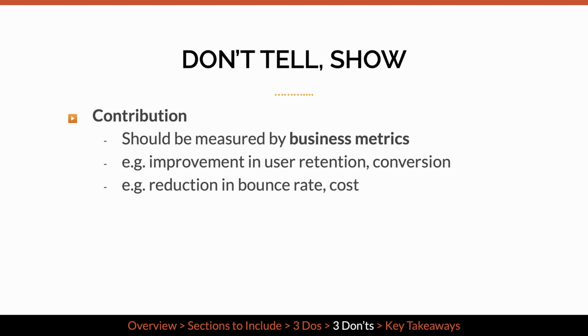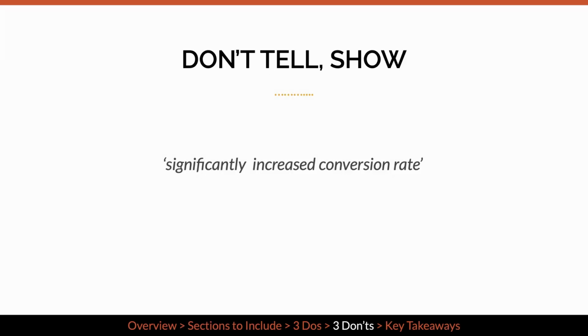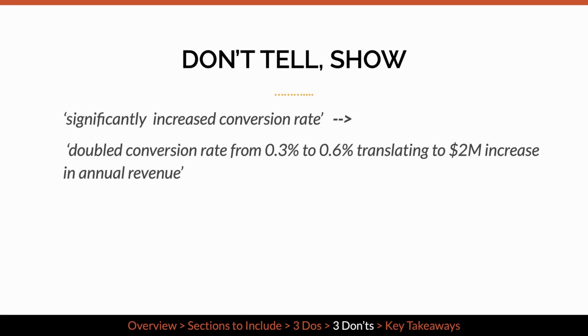Specifically, when describing your contribution, it should be measured by business metrics, such as improvement in user retention, conversion, and reduction in bounce rate and cost. Here's an example. Instead of writing "significantly increased conversion rate," you could be more specific about the outcome. A better version is double conversion rate from 0.3% to 0.6%, translating to $2 million increase in annual revenue.